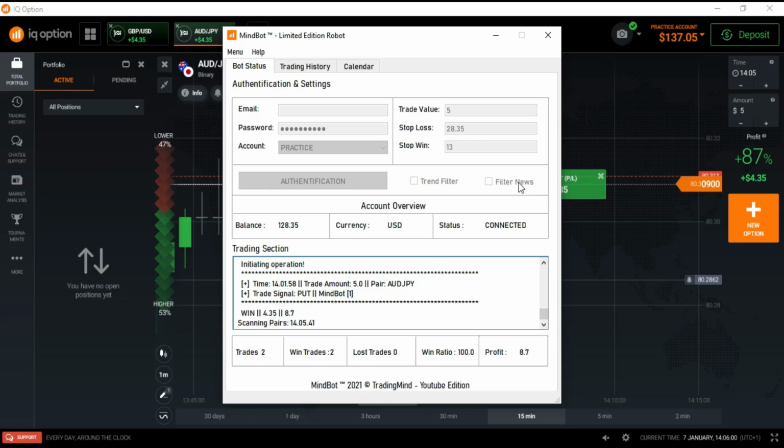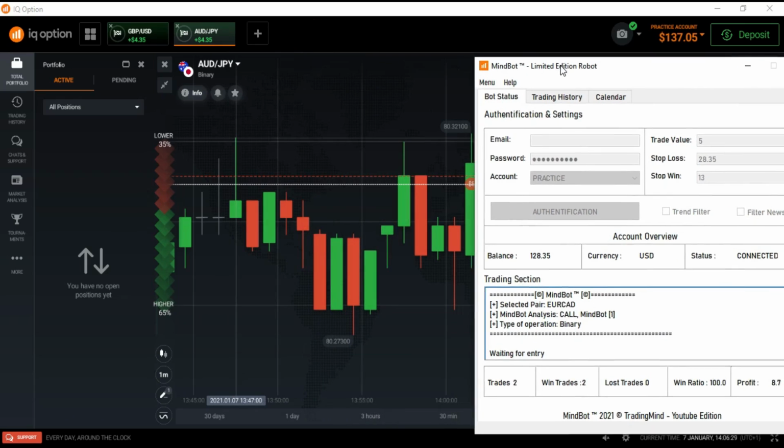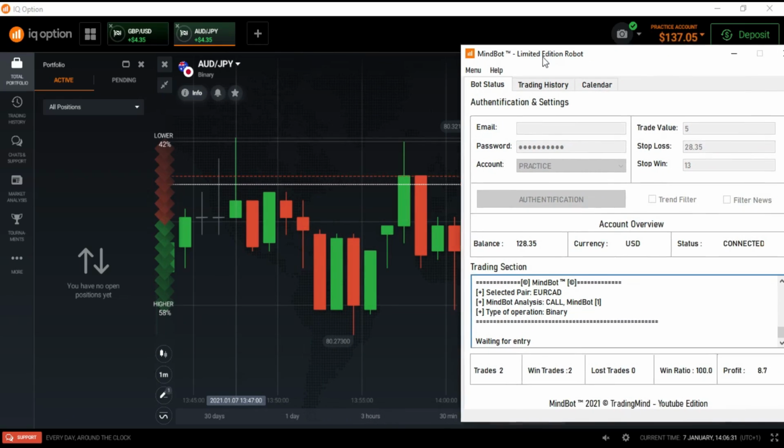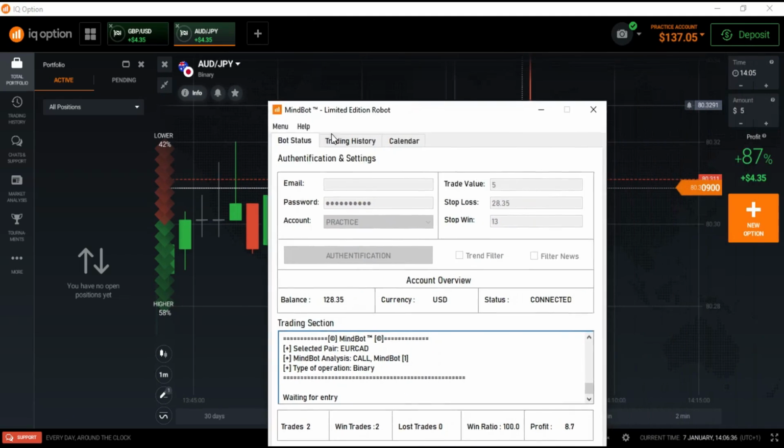We can use the news filter if we want, but it's better to stay without this for now. And let's wait for the next entry. So it's very fast, as you guys can see. So we have the selected pair EURCAD, and the MindBot analysis was a call, MindBot 1 and the binary option. So I will wait until this trade happens. So you guys are gonna see it appear here in 32 seconds.